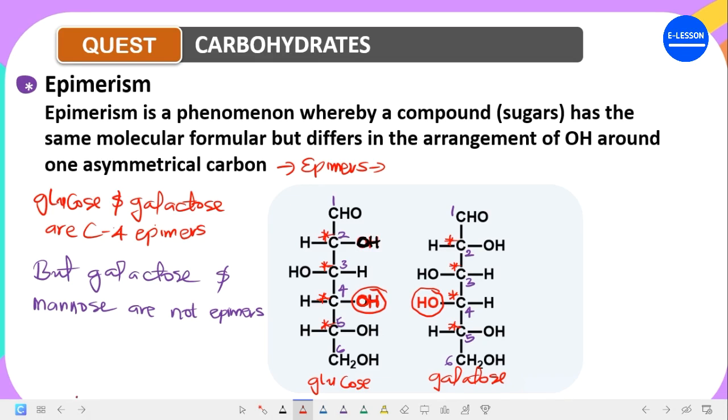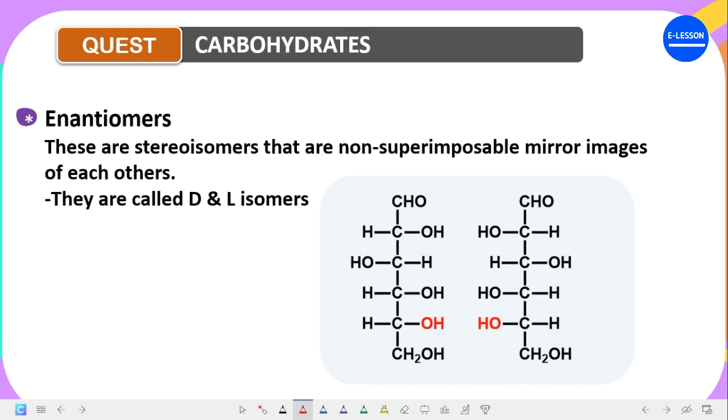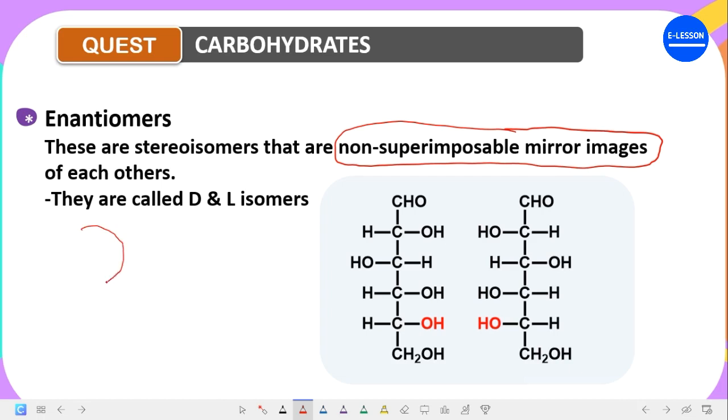Okay? Now, the next one is enantiomers. Enantiomers are stereoisomers that are non-superimposable mirror images of each other. Please take note of this. They are non-superimposable. They are mirror images of each other. Now, what is a mirror image? For instance, let's say this is somebody. Assumption, okay? Me, I can draw.